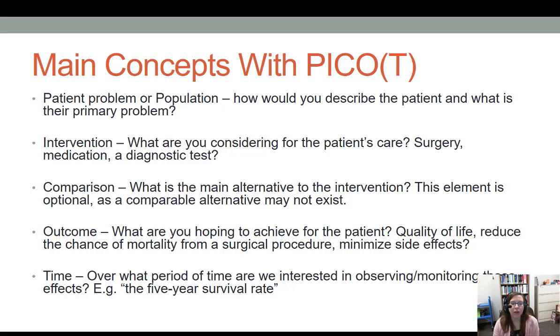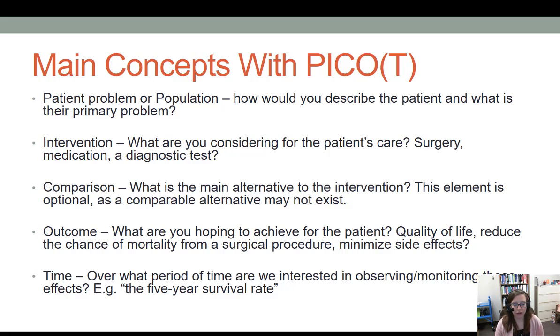The comparison, there will not always be a comparison in your research question. So comparison is really optional. Sometimes people also call this control, and that's been the source of a little bit of confusion. Comparison or control just means the alternative. The comparison is what is the other option. Sometimes in a clinical situation, you're choosing between two different drugs, two different surgeries, or maybe surgery versus no surgery. So not every question will have a comparison or control.